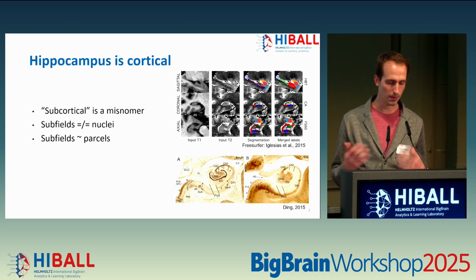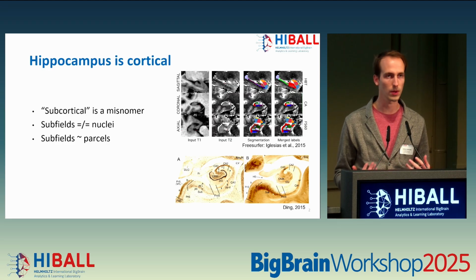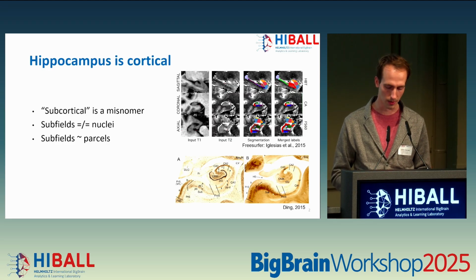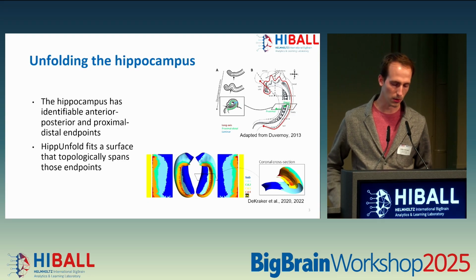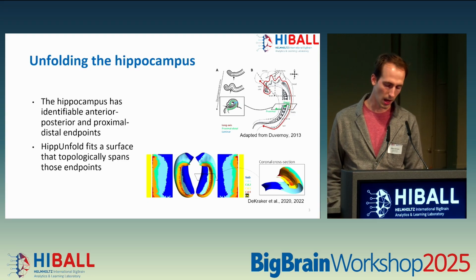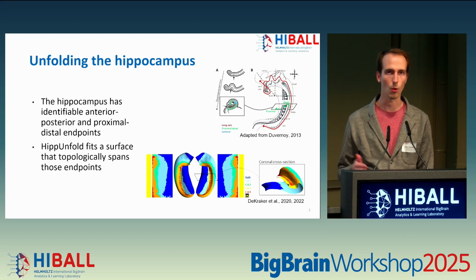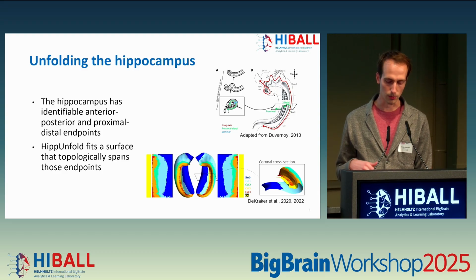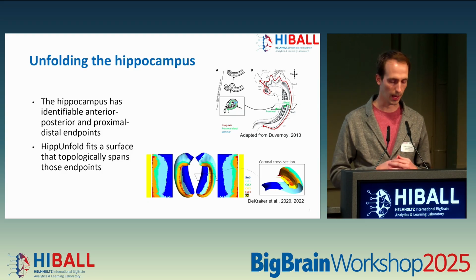So the way that I think about hippocampal subfields is they're not really like nuclei like you might think of in the subcortex, but they're really more like parcels, just like we have in the neocortex. And so we did a lot of anatomical work studying the hippocampus, and basically we identified these anterior and posterior and proximal to distal endpoints. And this is really critical. This basically allows us to create this coordinate system that spans across the hippocampus.